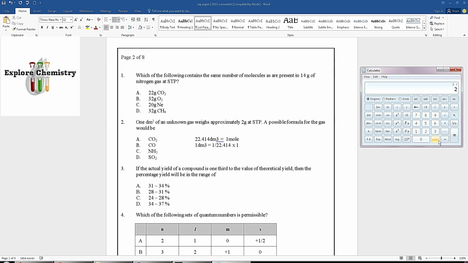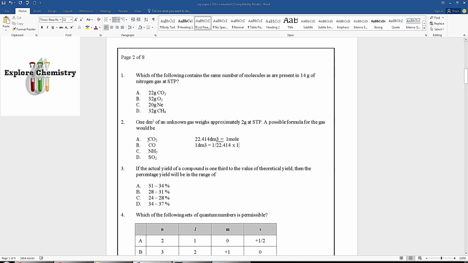2 divided by 0.0446, answer is 44.8 or 44, and 44 is the molar mass of carbon dioxide. You can calculate it. So A is the correct answer.